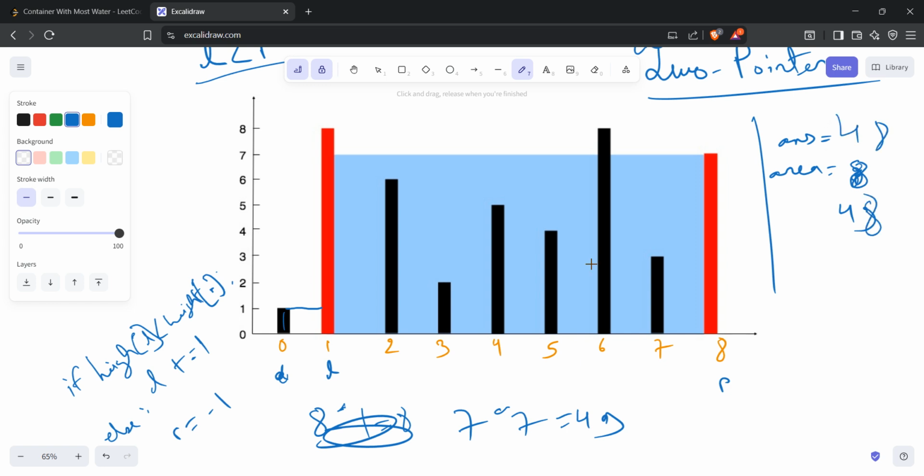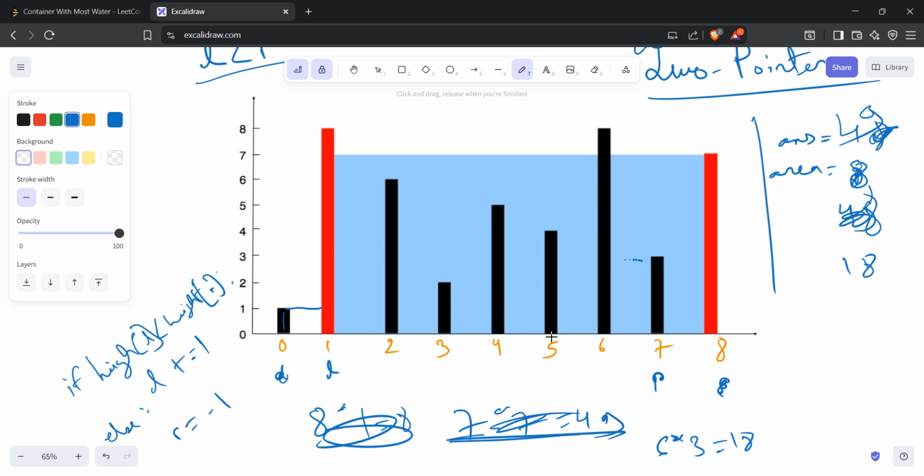Now is the height of L less than height of R? No, therefore we move right towards the left. Now the length is 7 minus 1, that is 6, into the minimum of the two, which here is 3. So 6 into 3 is 18. Is 18 greater than the answer 49? No, that means we don't update the answer. 49 is the current greatest. Sorry, I was making a mistake. So the answer value is not updated.